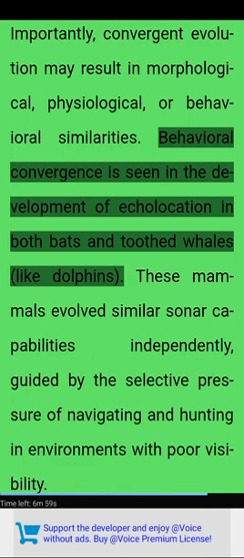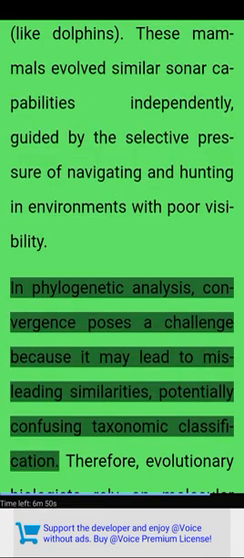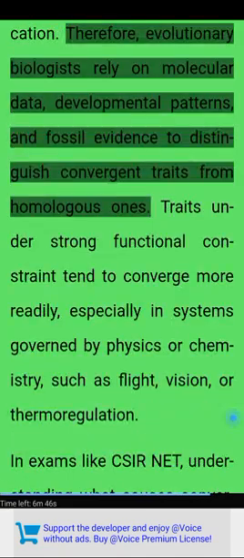Behavioral convergence is seen in the development of echolocation in both bats and toothed whales like dolphins. These mammals evolved similar sonar capabilities independently, guided by the selective pressure of navigating and hunting in environments with poor visibility. In phylogenetic analysis, convergence poses a challenge because it may lead to misleading similarities, potentially confusing taxonomic classification. Therefore, evolutionary biologists rely on molecular data, developmental patterns, and fossil evidence to distinguish convergent traits from homologous ones.